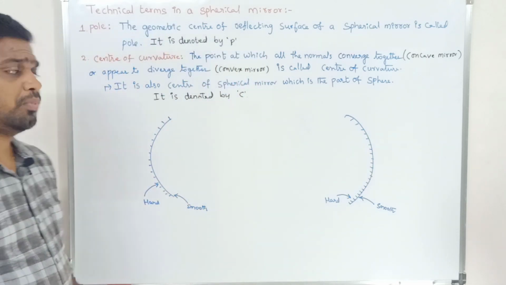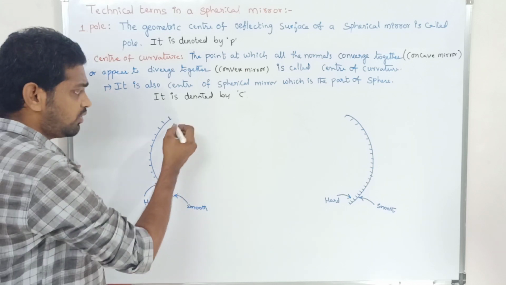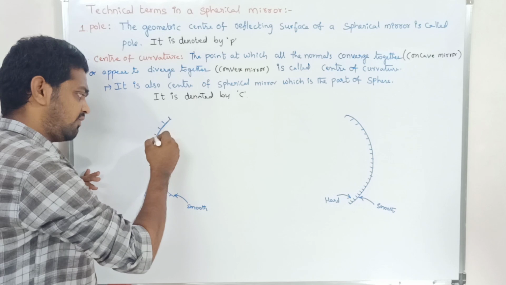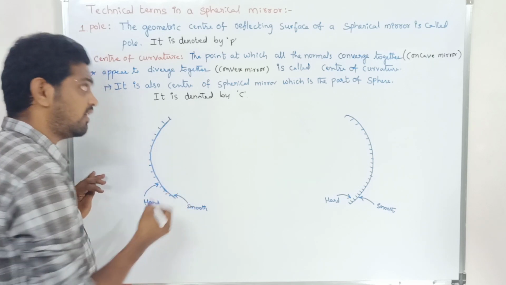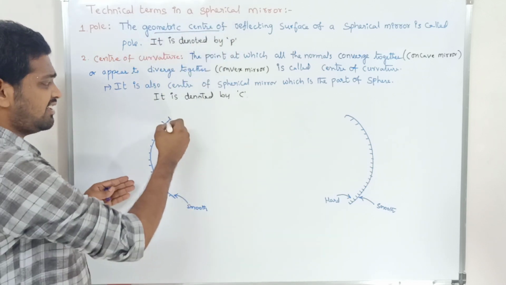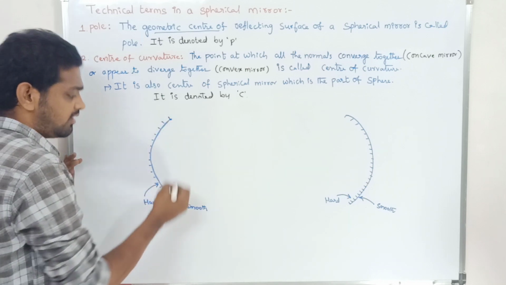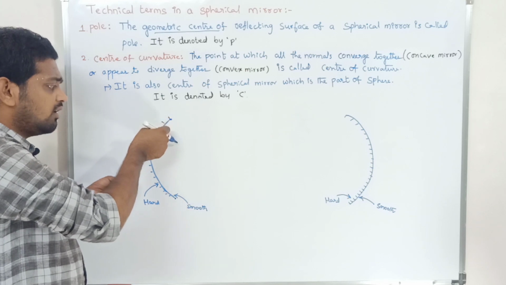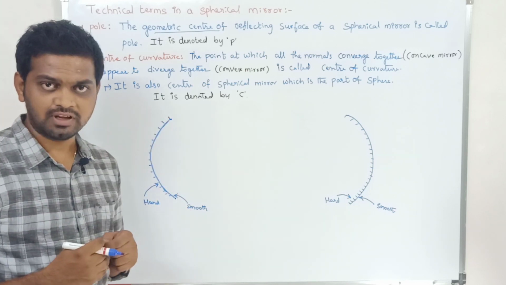So the pole is the geometric center of the reflecting surface. Which portion of the concave surface is reflecting? This portion is the reflecting surface. Our aim is to find the geometric center. Since it is a curved path, to find the length I will use a thread. I place the thread on the curved portion and measure the length. Clear?